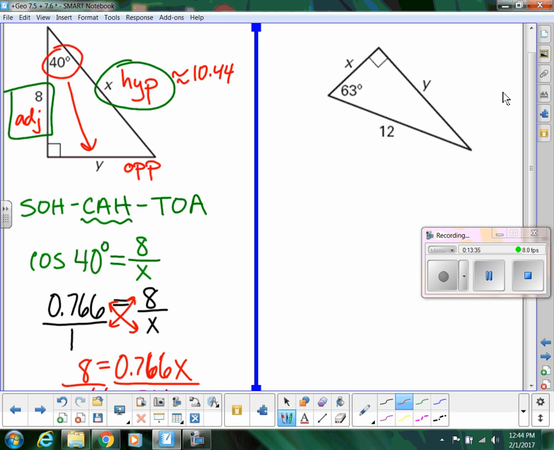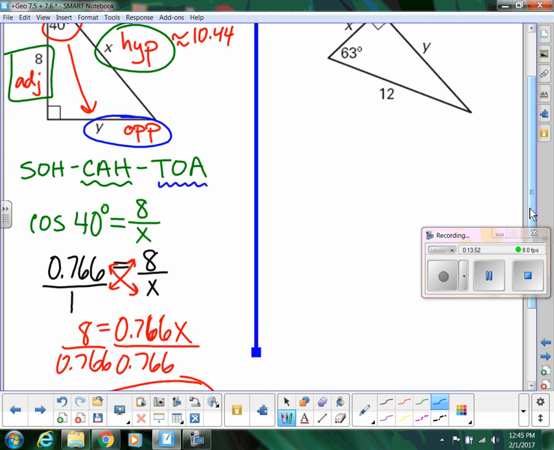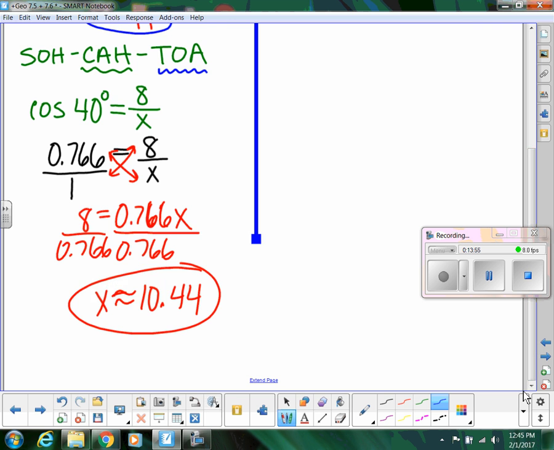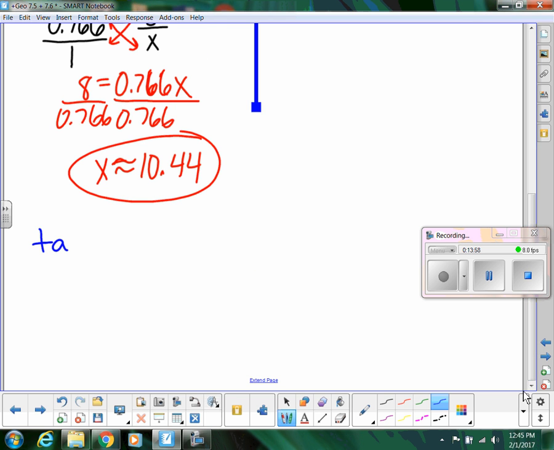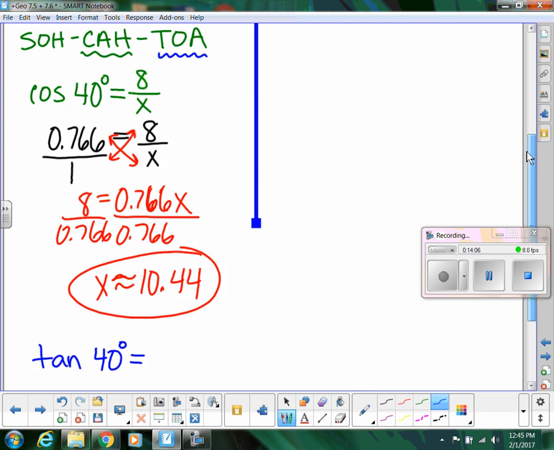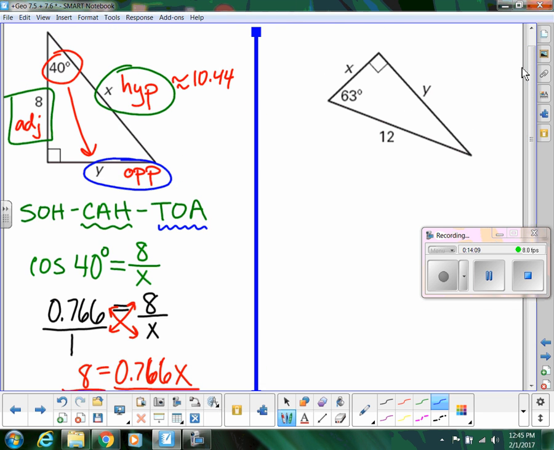Okay, so now what if I was doing y? Okay, so if I was doing y, then I have to use the side that I was given, which is 8, the adjacent side, and the opposite side. So which one uses both opposite and adjacent? TOA, tangent. Okay, so I'm going to go down here. I'm going to say tangent of my 40 degrees is equal to opposite over adjacent. Okay, let me scroll back up there so you can see. So tangent of this 40 is opposite over adjacent. So that's going to be y over 8.